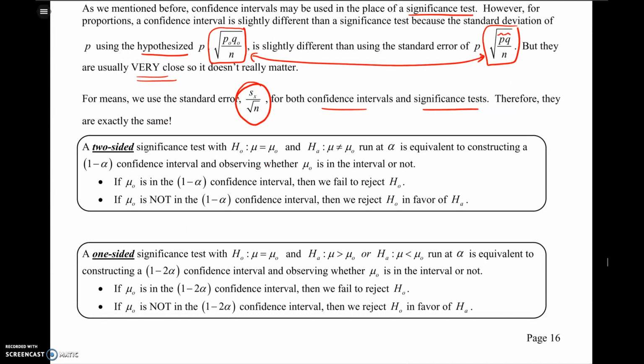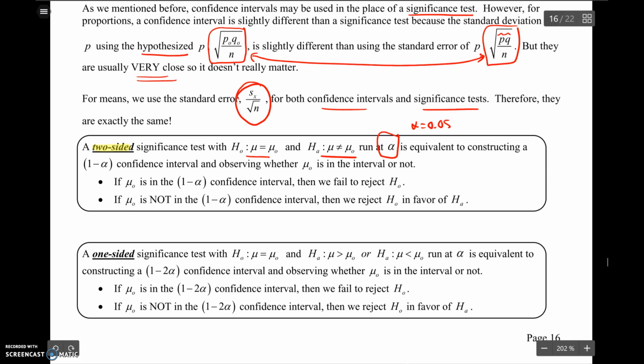All right, so here's how we use confidence intervals to draw conclusions of a significance test. If you're doing a two-sided test with a null hypothesis of this and an alternate of not equal to, and you run it at a level alpha, let's just pretend alpha is 0.05 for the sake of argument here.